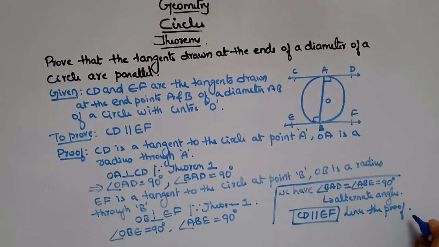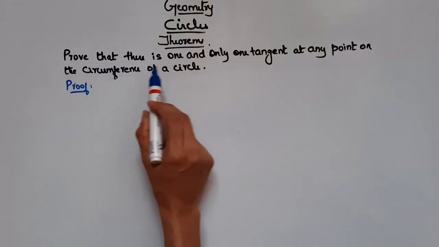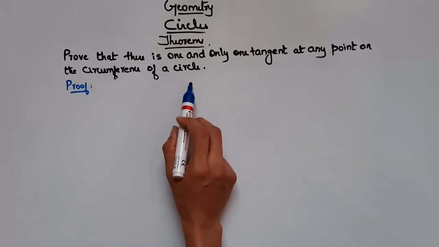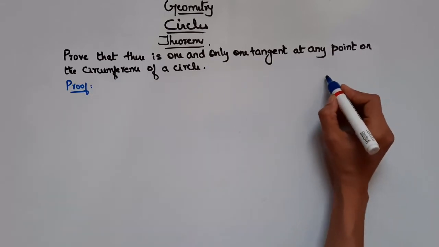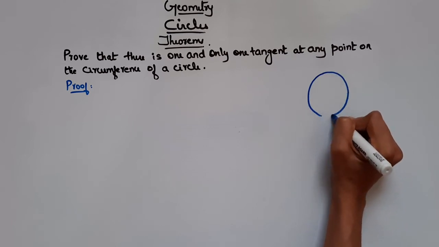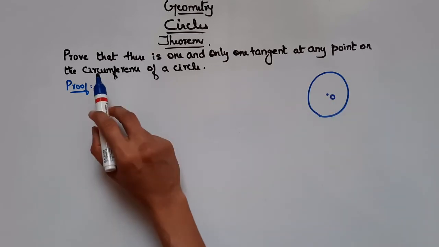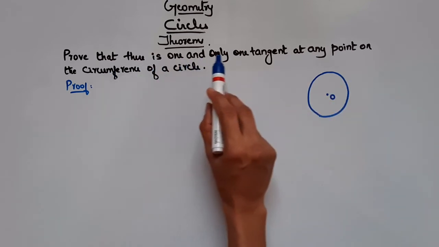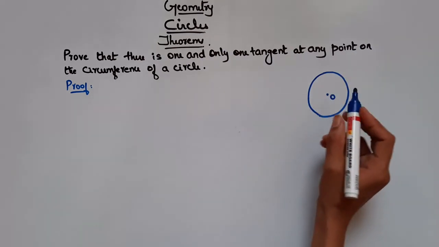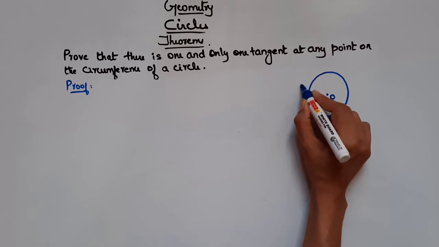Now let's see one last theorem. It says prove that there is one and only one tangent at any point on the circumference of a circle. So let's draw a circle with center O. So we have a circle with center O. Let's take any point on the circumference of the circle. So let's say this point, let's take this as P.